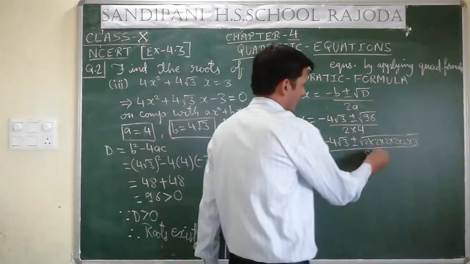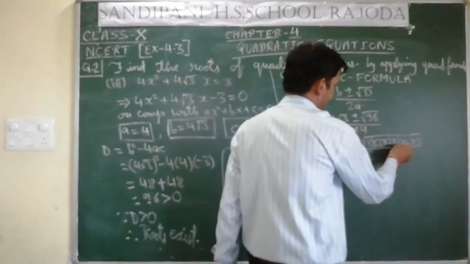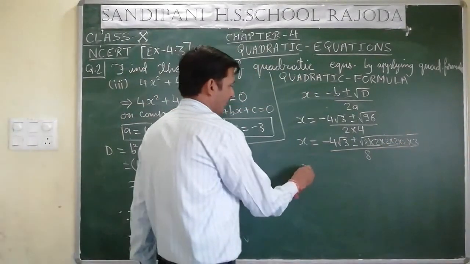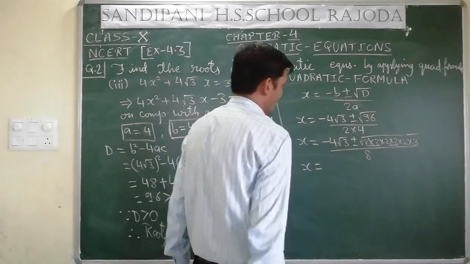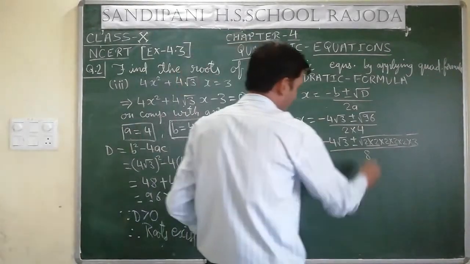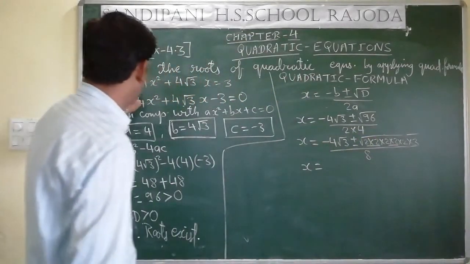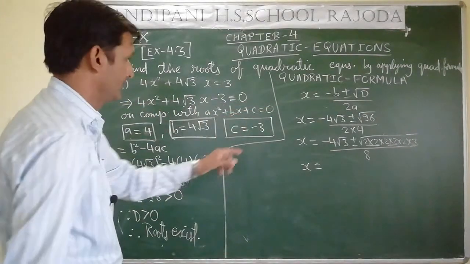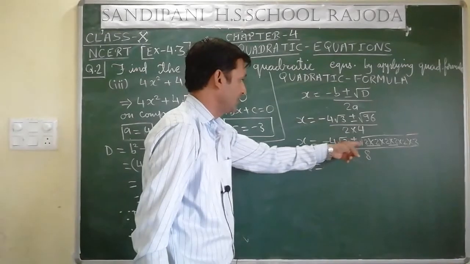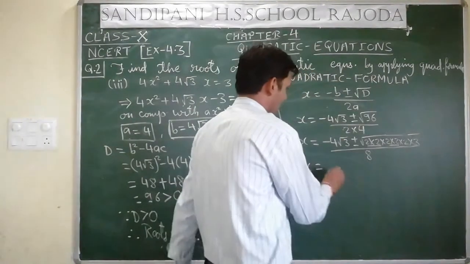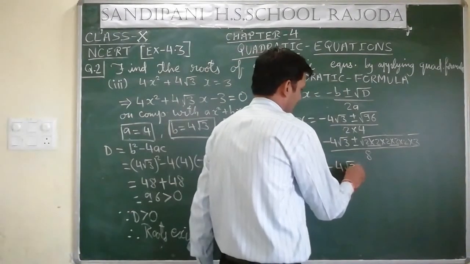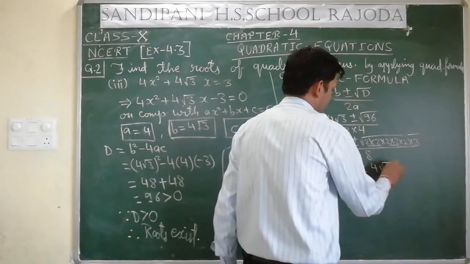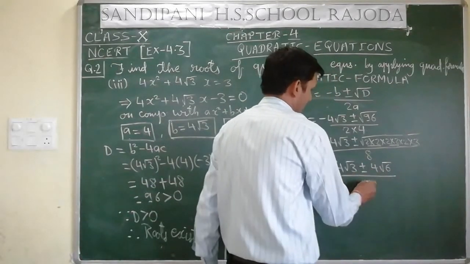So here 2 pairs are formed of 2. So it may be written as x is equal to, here 4 is there in place of a, 4 is there, so 2 into 4. So this will be minus 4 root 3 plus minus 2 to the 4. So minus 4 root 3 plus minus 4 root 6 upon 8.